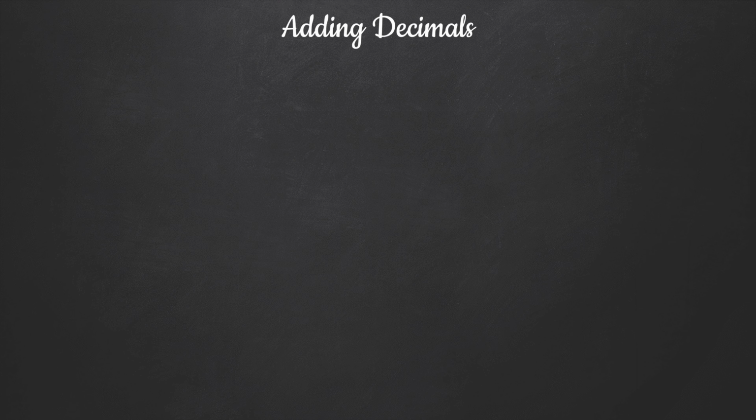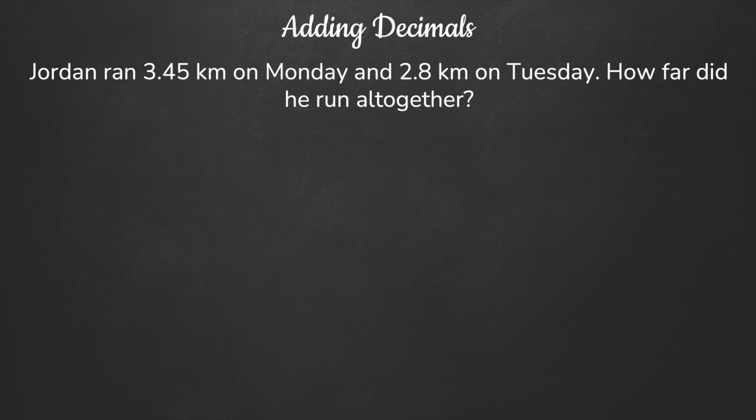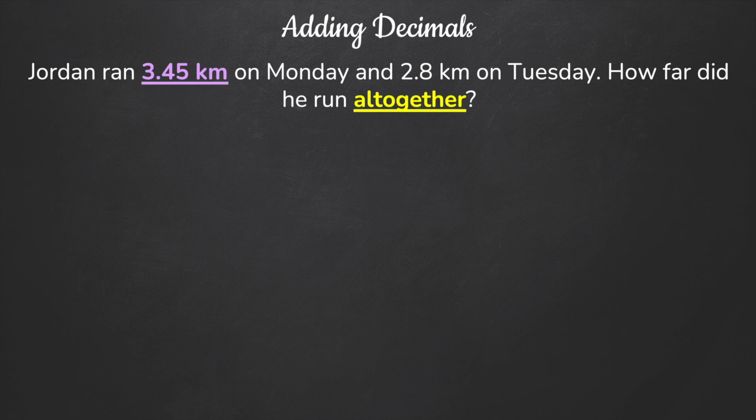Here we have our next word problem. It says: Jordan ran 3 45/100 kilometers on Monday and 2 8/10 kilometers on Tuesday. How far did he run altogether? Well, on Monday, he ran 3 45/100 kilometers. We know we're going to add because the question says how far did he run altogether. We're going to add that to how much he ran on Tuesday, which was 2 8/10.